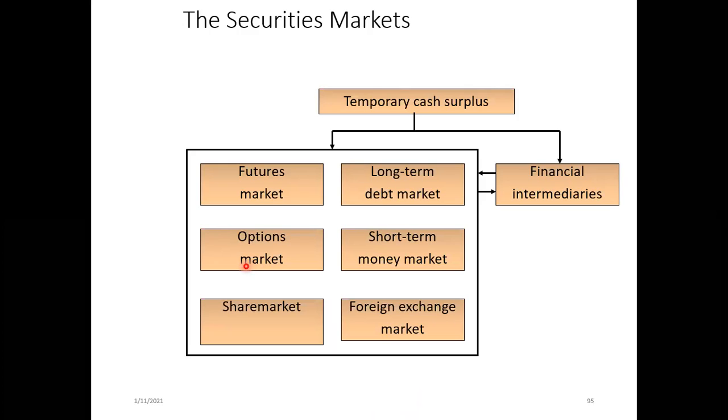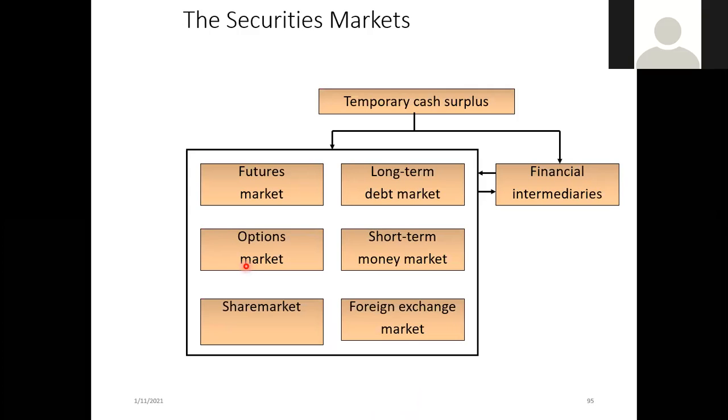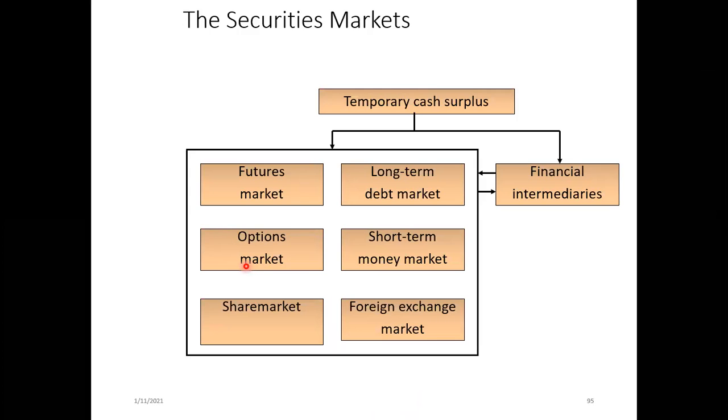If you go to the securities market, you can buy futures and options, you can buy shares, and you can invest in long-term debt markets, the short-term money markets, and the foreign exchange market. These are markets where you can invest your money, and where you can find financial intermediaries, for example underwriters and stockbrokers. So you have to deal with them to make an investment in the securities market.